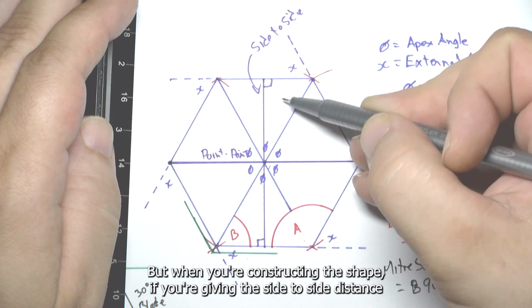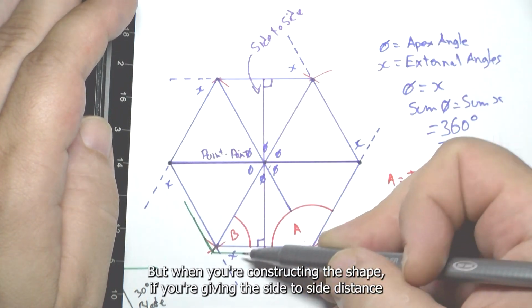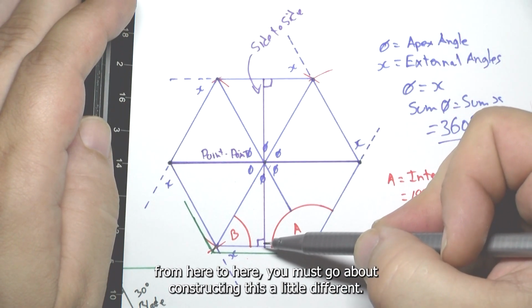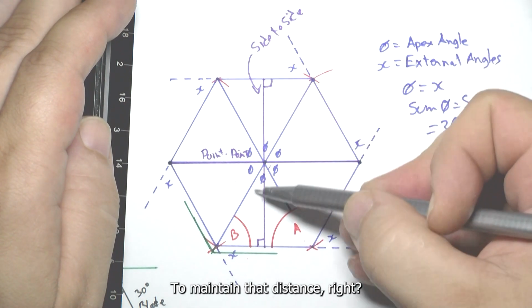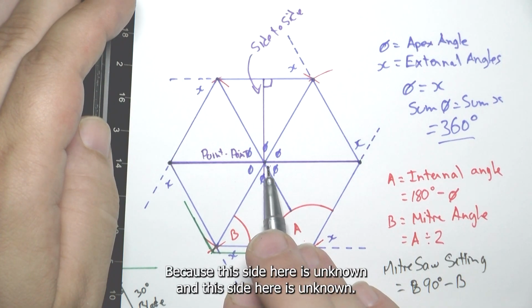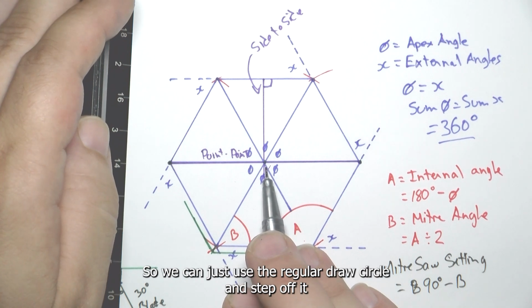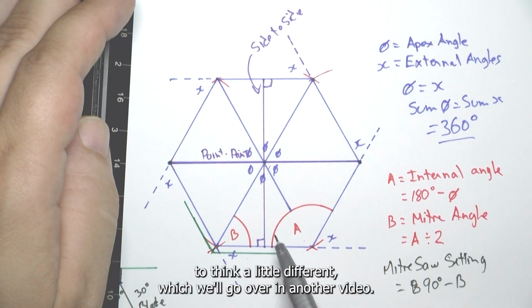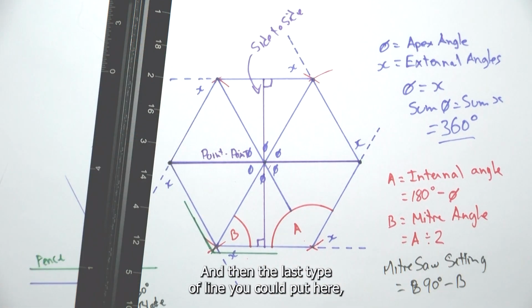Which we could use trig to figure out based on these angles and these side lengths if we needed to, right? But when you're constructing this shape, if you're given the side to side distance from here to here, you must go about constructing this a little different to maintain that distance, right? Because this side here is unknown and this side here is unknown. So we can't just use the regular draw a circle and then step off it when you're given the side to side measure. So you have to start a little bit different and think a little different, which we'll go over in another video.